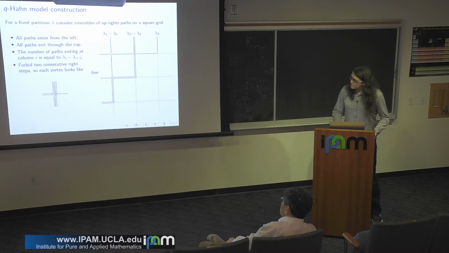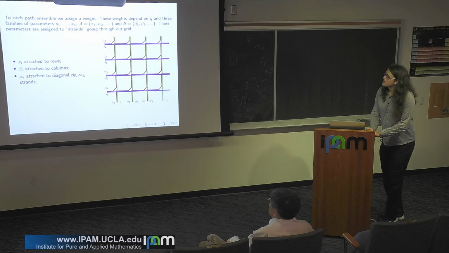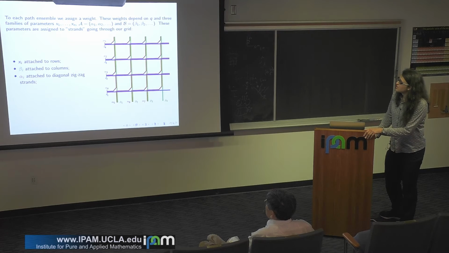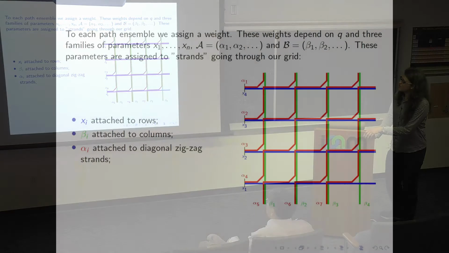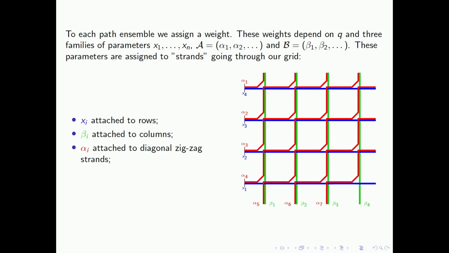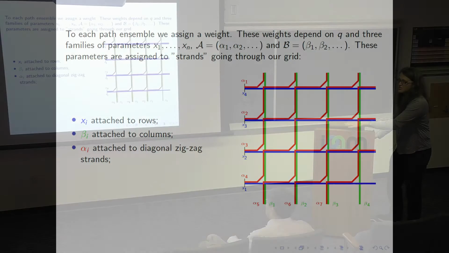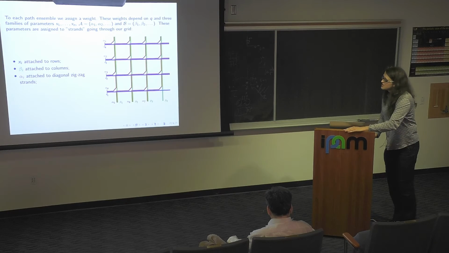Now, to define the weights of this model, this will be a little bit of a mouthful, so bear with me. First I will explain which parameters this model depends on. This model will depend on q and also three families of parameters. There will be parameters x, which in the end will correspond to the variables of my functions. There will be parameters alpha, which also figured in this interpolation property. And then there is a second family of parameters, beta.